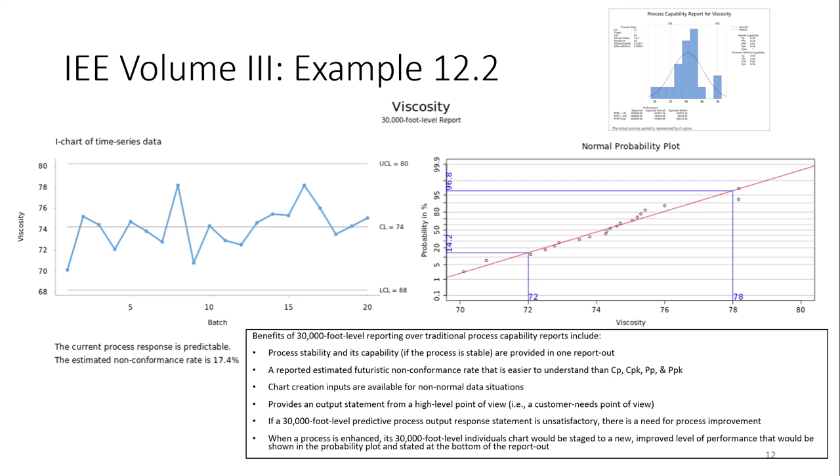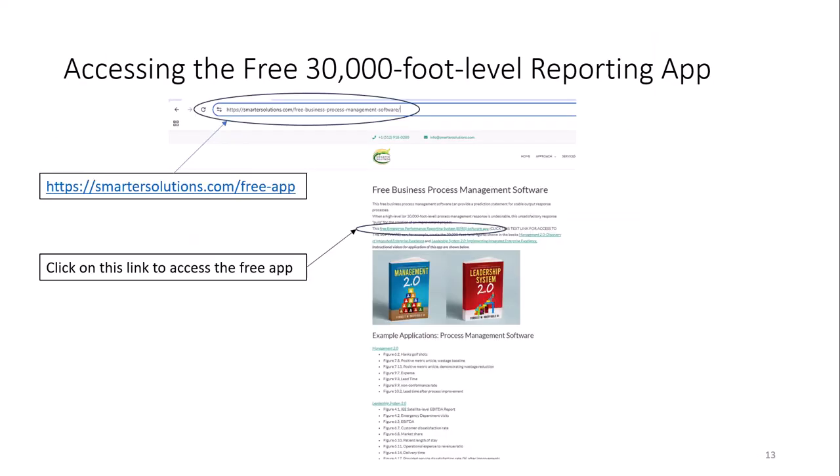I will now show how to access and use this free app for your data set. First thing you do is access smartersolutions.com/free app in your web browser. After you do that, a page like this would appear. You would then click on the link that's shown and highlighted in the slide.